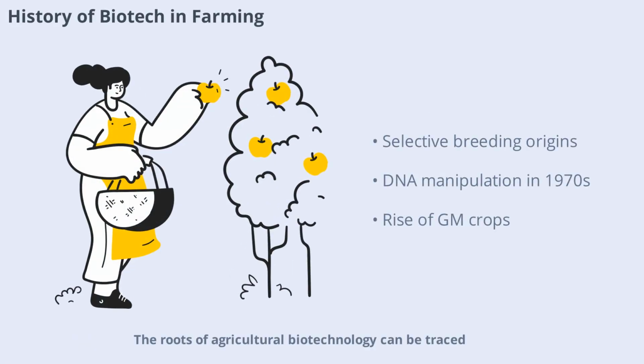The roots of agricultural biotechnology can be traced back to the early days of selective breeding, where farmers chose the best plants and animals for reproduction. However, the modern era began in the 1970s with the discovery of DNA manipulation. Scientists learned to transfer genes between organisms, opening new possibilities for crop improvement. Over the decades, breakthroughs like genetically modified crops and advanced breeding techniques have revolutionized farming. This historical journey shows how innovation has always been at the heart of agriculture, paving the way for today's biotech solutions.